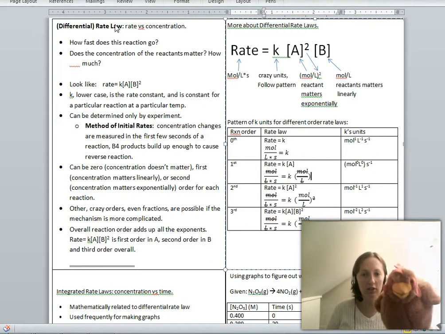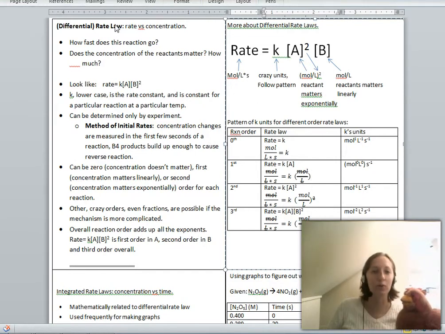And here is your assistant chicken, the chicken of kinetics. Hello. So here we go.